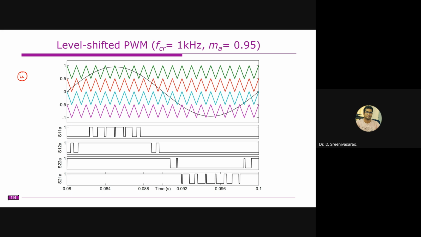If you observe, the carrier span is between plus 1 and minus 1, and this is divided by 4 carriers. Carrier 1 varies from 1 to 0.5. Carrier 2, the red one, varies from 0.5 to 0, carrier 3, the cyan one, varies from 0 to minus 0.5, and the last one varies from minus 0.5 to minus 1. So you have 4 carriers, and these 4 carriers share this region vertically.